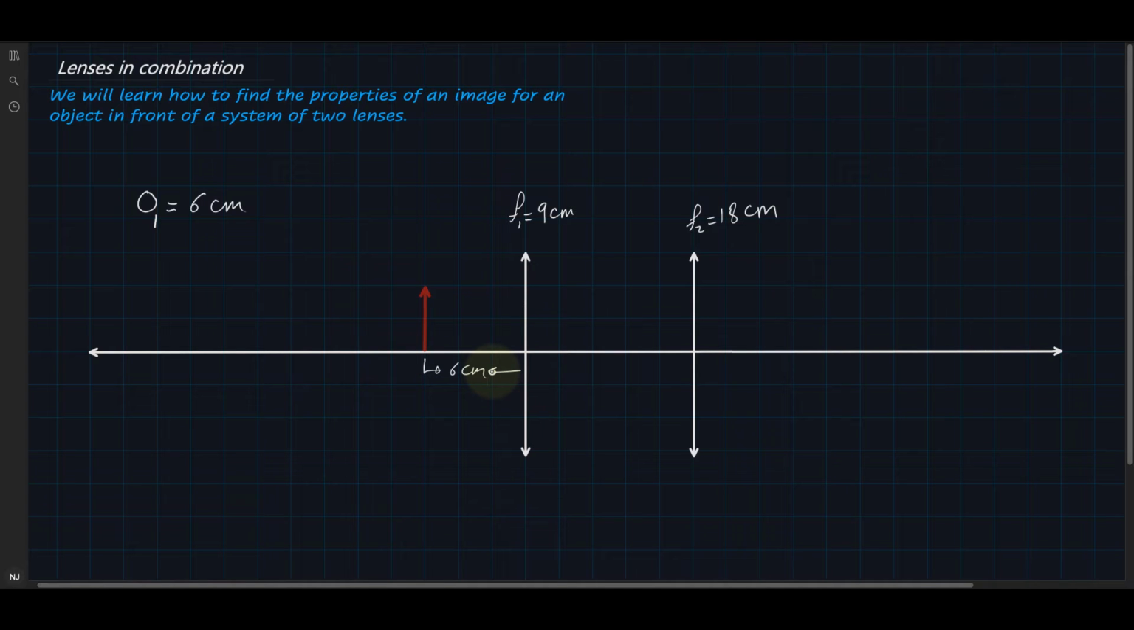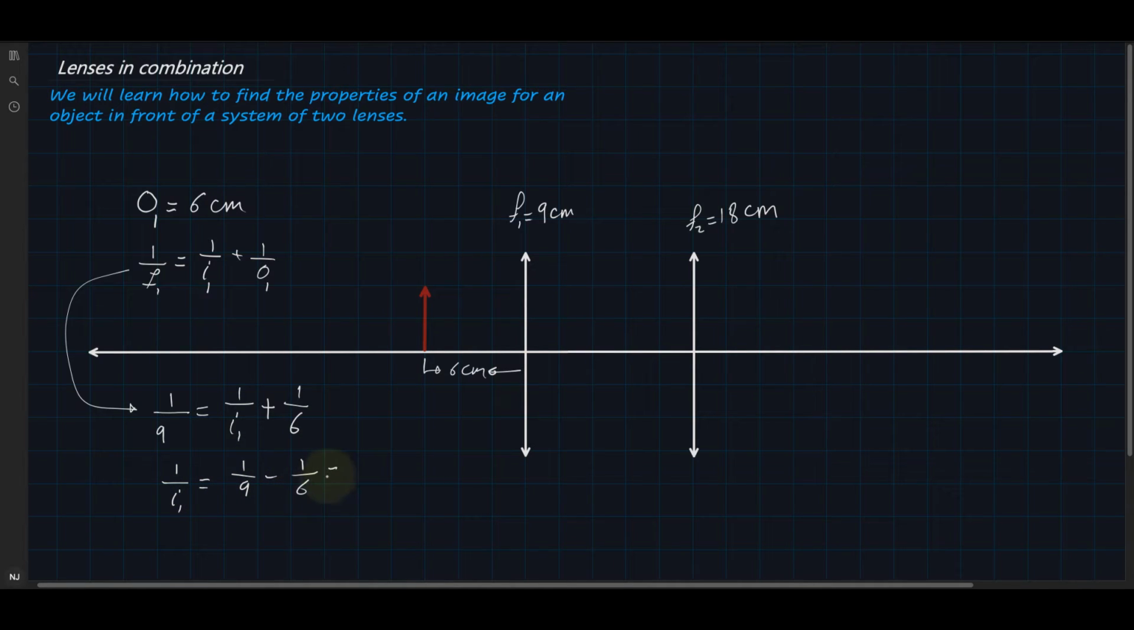Now let's find the image of this object in the first lens. We can do that using the very famous equation: 1 over F is equal to 1 over I plus 1 over O. Since we are talking about F1, this would be I1, this would be O1. So 1 over F1, F1 is 9, and this is a convex lens, so it's positive 9, is equal to 1 over I1, that's what we're trying to find, plus 1 over O1. O is 6, so 1 over 6. So 1 over I1 is equal to 1 over 9 minus 1 over 6. Solving for that, we find that I1 is equal to minus 18 centimeters. Minus here means it's virtual.